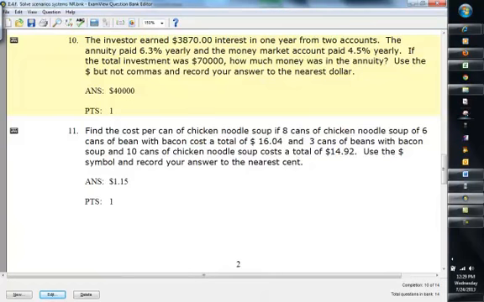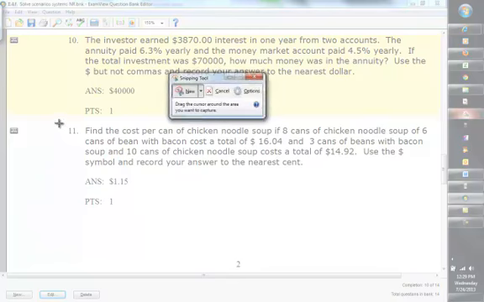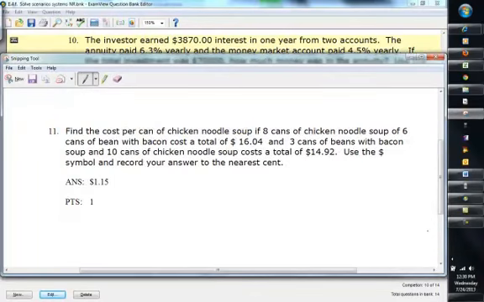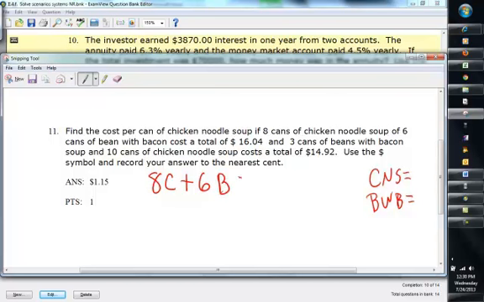Number 11. Find the cost per can of chicken noodle soup. If, and the other variable is bean with bacon soup. If 8 cans of chicken noodle soup and 6 cans of bean with bacon soup total $16.04.